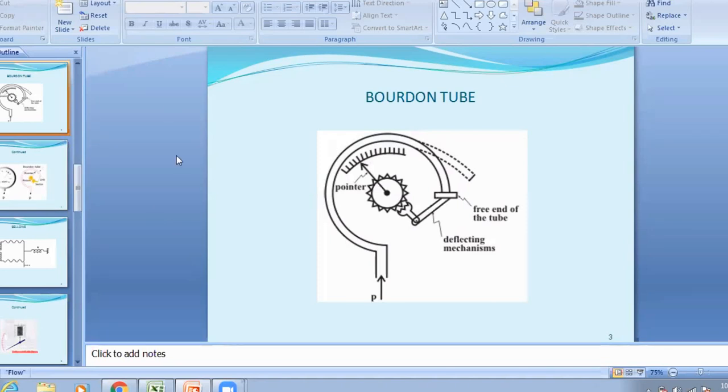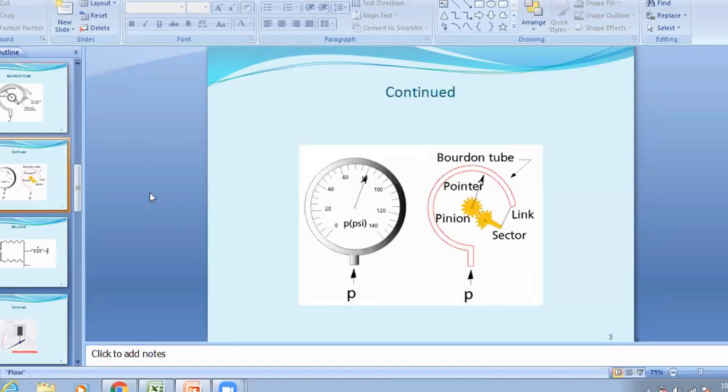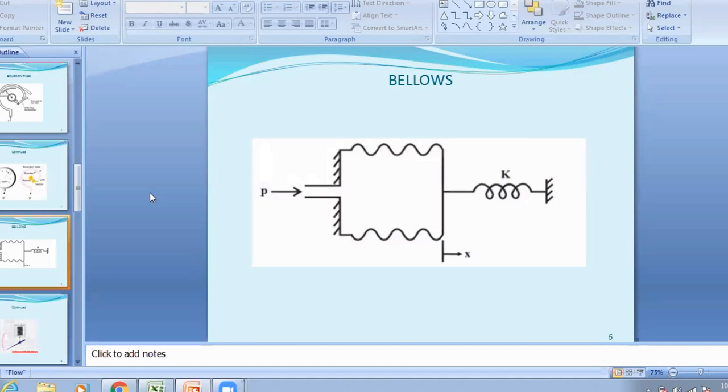So now the next topic is the bellows. What is the bellows? The bellows is another type of pressure sensing element. It is one type of elastic sensor.